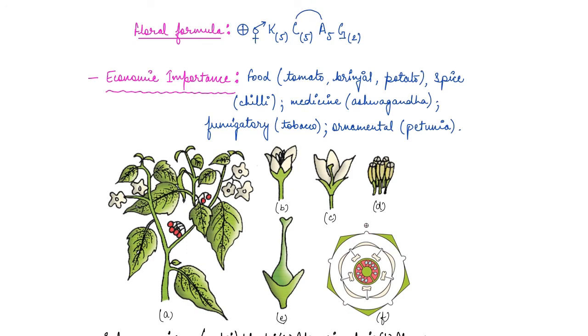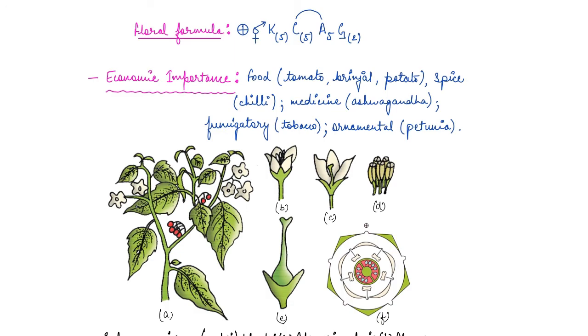And then you have two gynoecium. So one, two, and the ovary is superior. And again, we use a bracket whenever these are joined. So these are joined together, right? So this is the floral formula and the diagram.